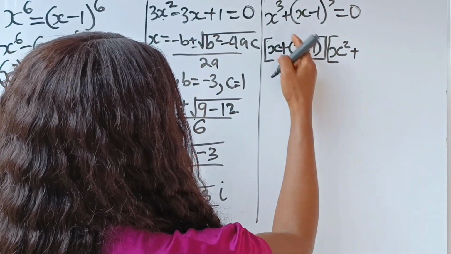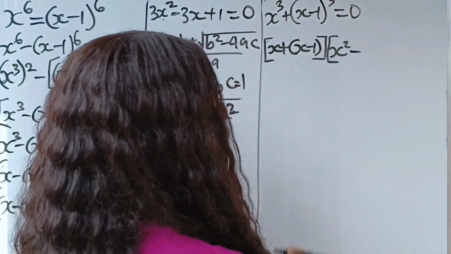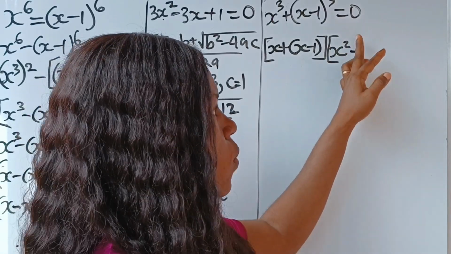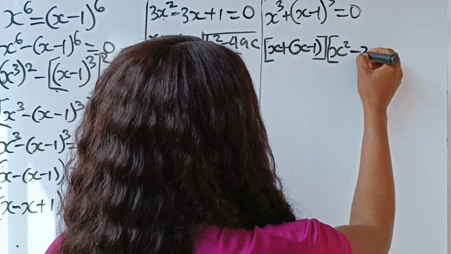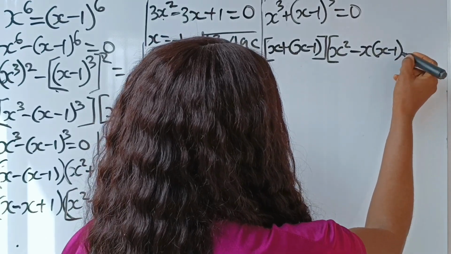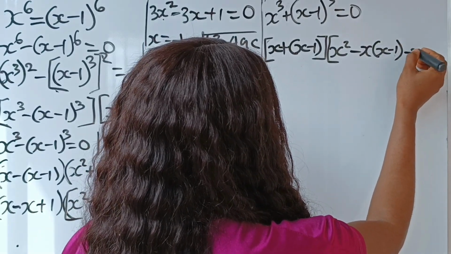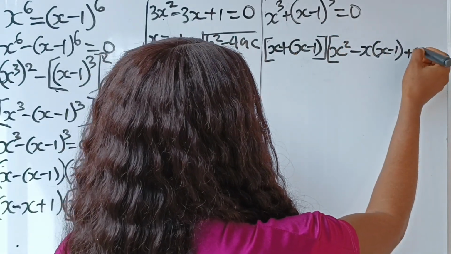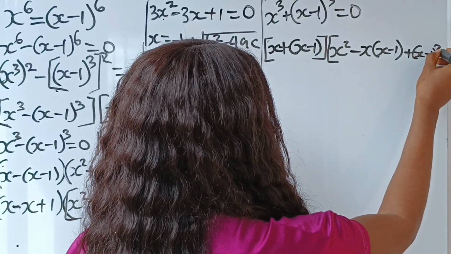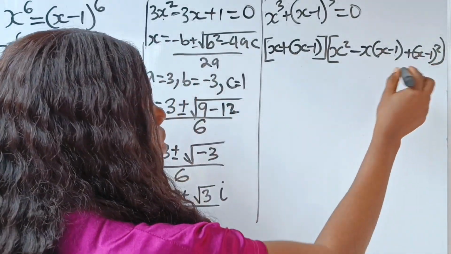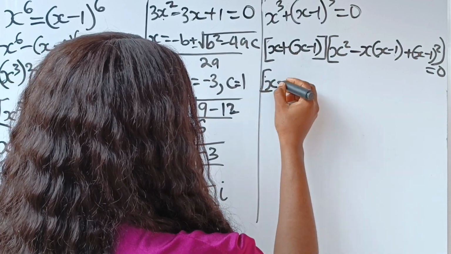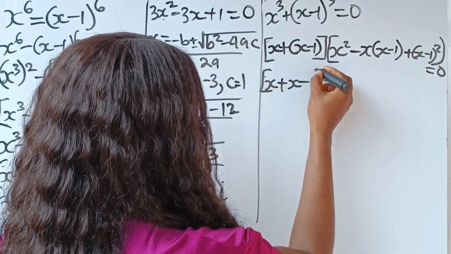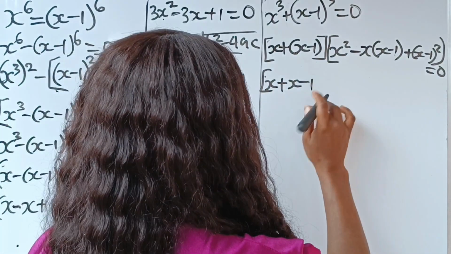Sorry, this place is plus, we are adding, and this will carry minus. So it's going to be a squared minus ab, which is x multiplied by x minus 1. Then plus b squared, which is x minus 1 squared. Everything is equal to 0. So we have x plus x minus 1.